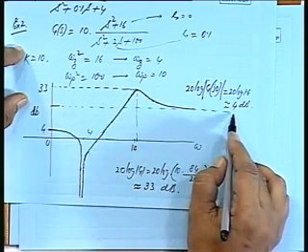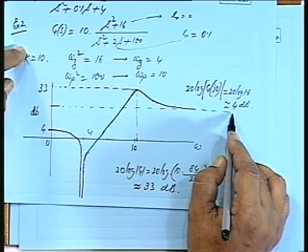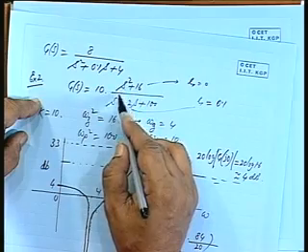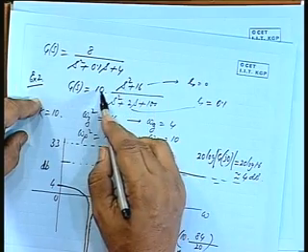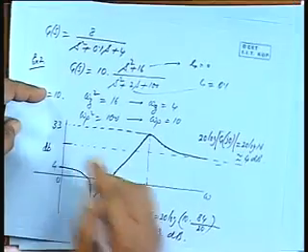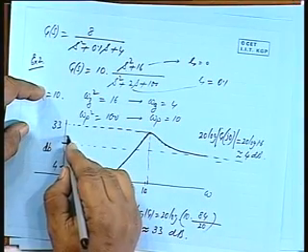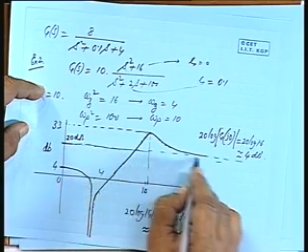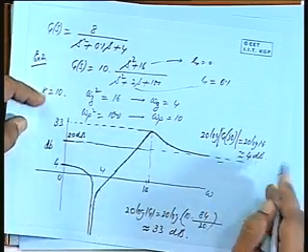Where will it settle down? S tending to infinity will make it s square by s square, 1. So only 10, 20 log of 10 is 20. So this one will be 20 dB, where it will finally settle down. Is that all right?